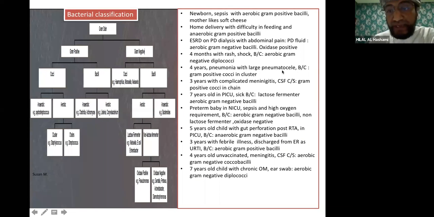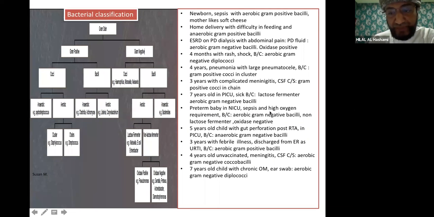A 4-year-old with pneumonia and a large pneumatocele. The blood culture grew gram-positive cocci in clusters. Here it goes with Staph aureus. A 3-year-old with complicated meningitis. The CSF grew gram-positive cocci in chains, which is Streptococcus. A 7-year-old in the PICU. He is sick. Blood culture grew lactose-fermenter aerobic gram-negative bacilli. By knowing that it's a lactose fermenter, it's more likely one of the Enterobacteriaceae.